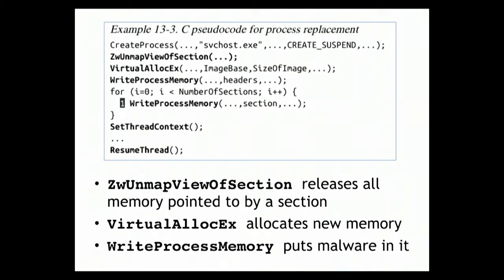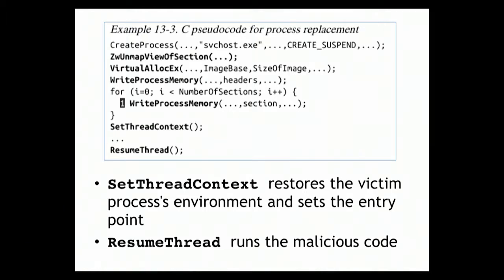And so here's the game. This will release the memory, and this will allocate the memory again, and then you can write malware in it. And off you go, set thread context, and resume thread, and it'll run again.